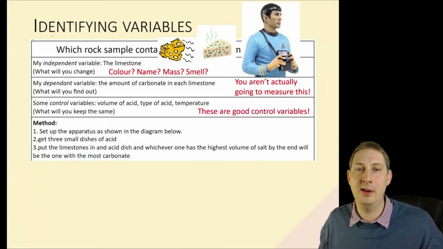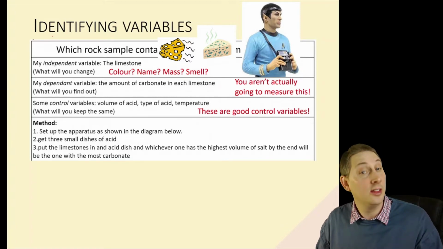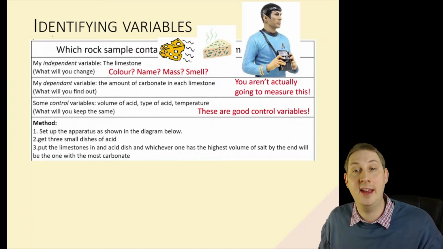This person did, however, come up with good control variables. The volume of the acid, the type of the acid, the temperature of the reaction mixture. They are good control variables.